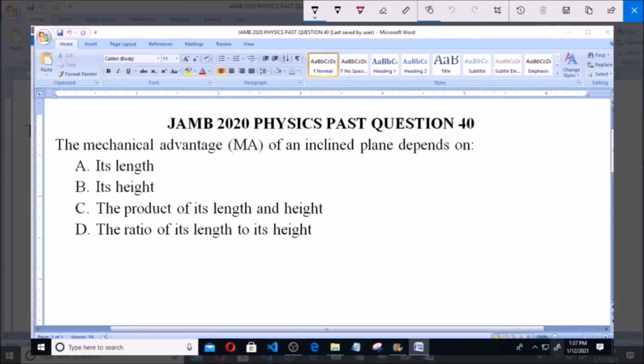I will be answering Jamb 2020 Physics Past Question 40. The mechanical advantage MA of an inclined plane depends on A. its length, B. its height, C. the product of its length and height, D. the ratio of its length to its height.